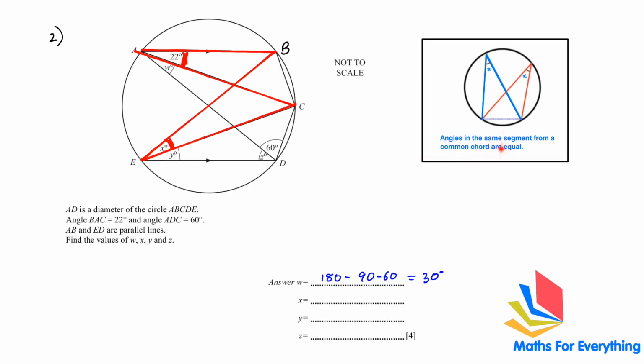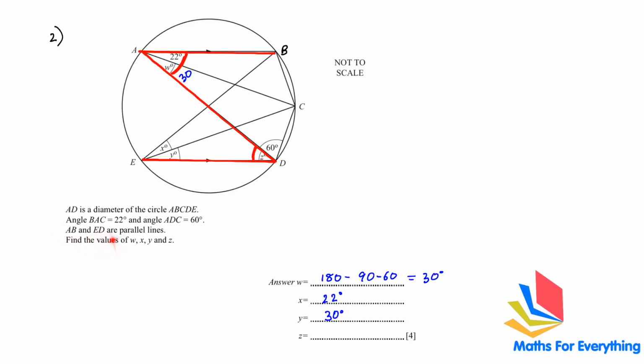Using this theorem, angles in the same segment from a common chord are equal. Both these angles, they start from the same chord BC. So x is equal to 22. Now we'll find y. Using the same rule, we can see that w and y are the same. So the value of y is 30 degrees. And now z is remaining.